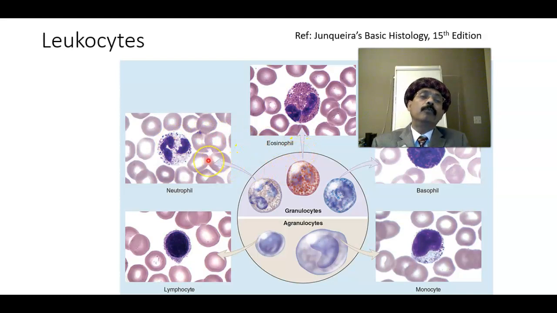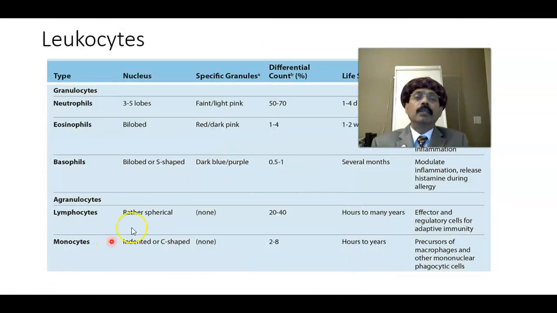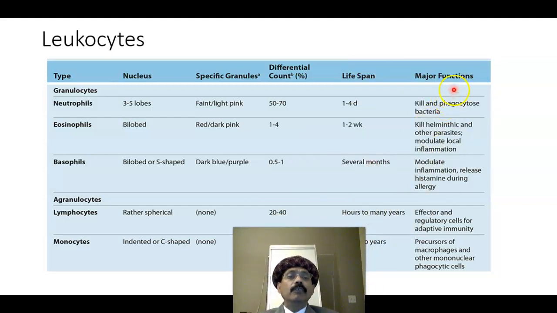We have a lot of diseases associated with the white blood cell. If the count is low, we call it leukopenia. If the count is high, we call it leukocytosis. Leukocytosis may be due to infection, or maybe due to leukemia or blood cancer. Okay, we got that. Next slide. I will request you to go through this part. This table has been taken from Janqueira's Basic Histology, and we have to find out the number of lobes in the nucleus and the function of each of the white blood cells.